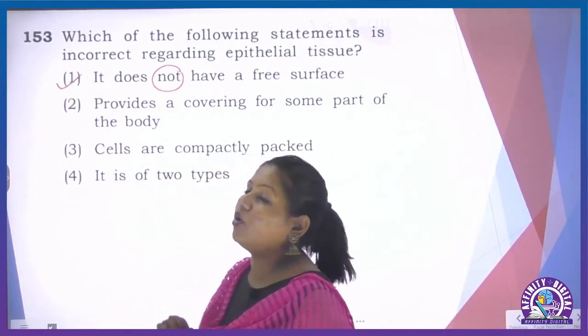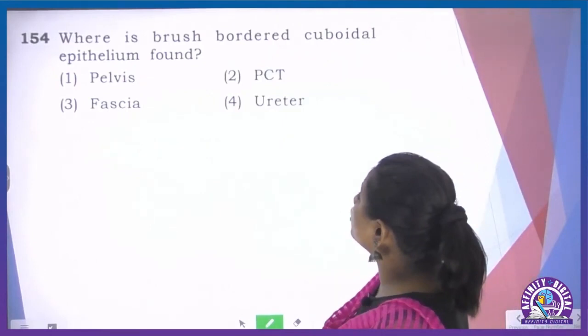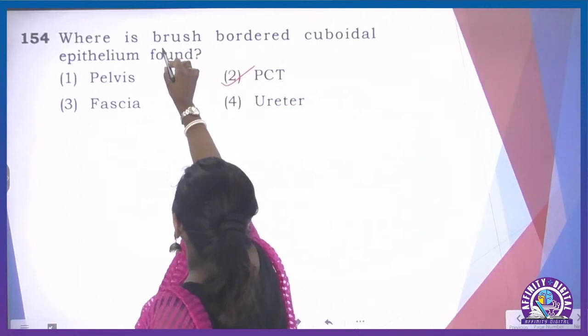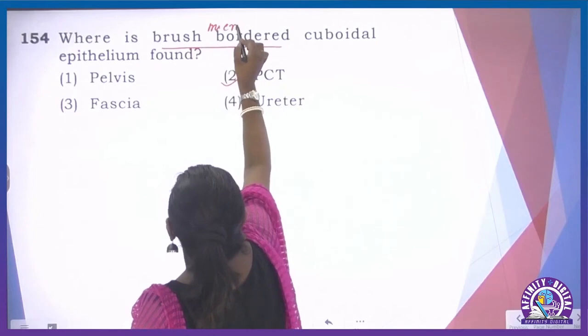Where is the brush bordered cuboidal epithelium found? It is in the pelvis, fascia, PCT or in the ureter. So the brush bordered cuboidal epithelium is present in the PCT. Brush bordered, it means the presence of microvilli at the free end surface.